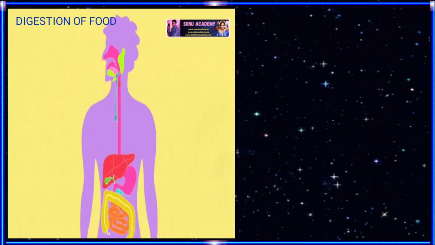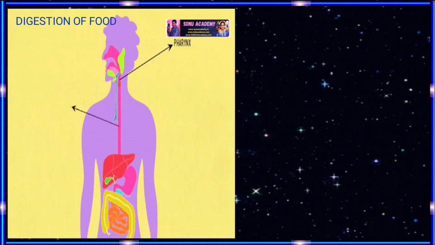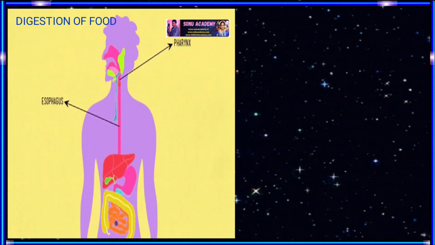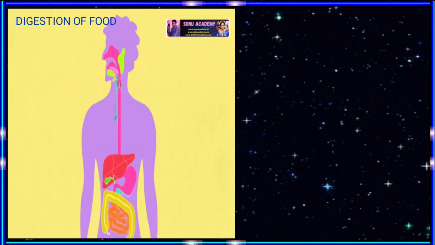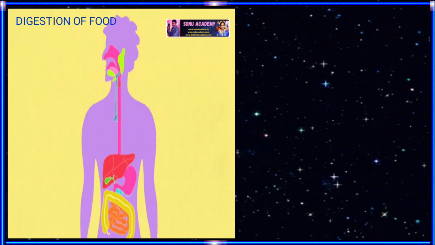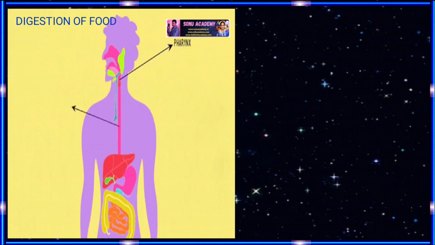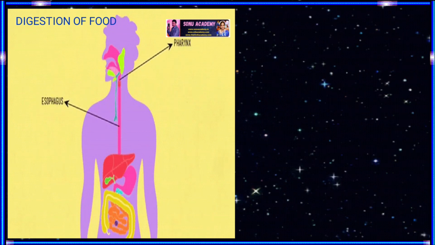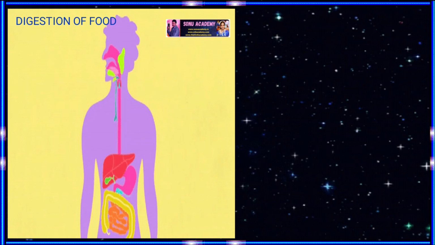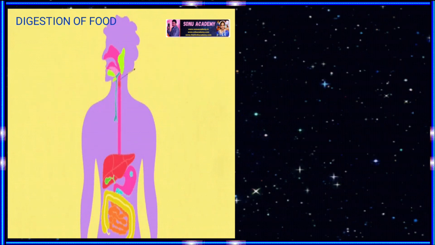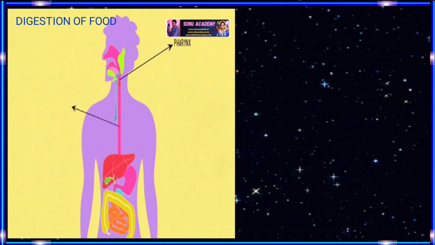Children, now let us discuss the digestion of food. The process of digestion involves two processes, mechanical and chemical. Let us see what mechanical digestion is. Mechanical digestion is the process of breaking down food into much simpler compounds by mastication, insalivation, and lastly by the peristaltic movement of the wall of the alimentary canal.